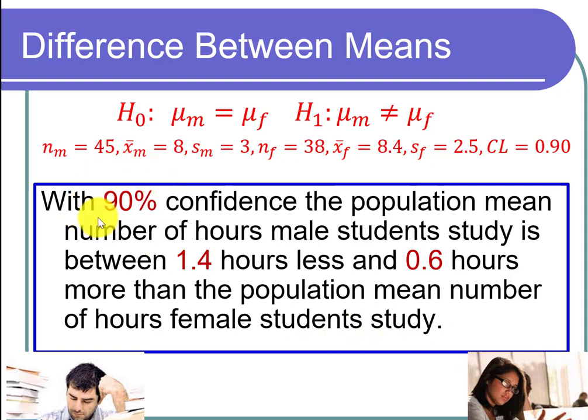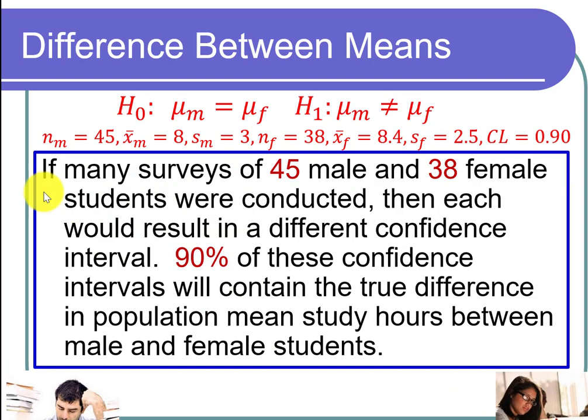What about the 90%? What does it mean to be 90% confident? Let's check that out. For this interpretation, we can say if many surveys of 45 male and 38 female students were conducted, then each would result in a different confidence interval. And that's a confidence interval for the population mean difference. 90% of these confidence intervals will contain the true difference in population mean study hours between male and female students.